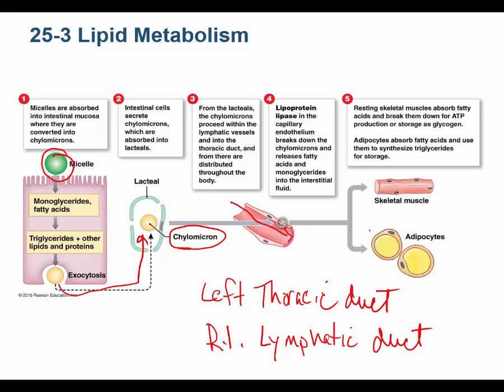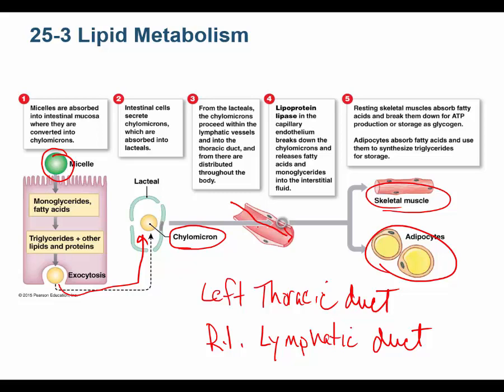Now, what happens is when it gets close to its target tissue, like muscle or adipocytes, or it could be the adrenal cortex, because the adrenal cortex makes a ton of steroid hormones, or it could be the ovaries, or it could be the testes.